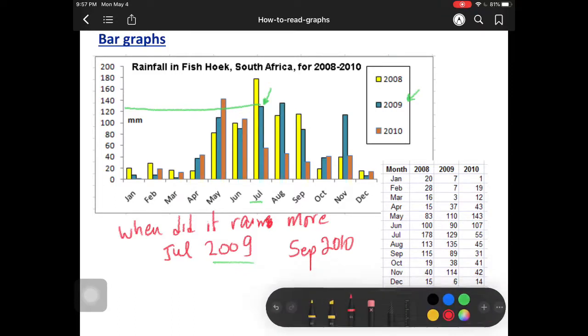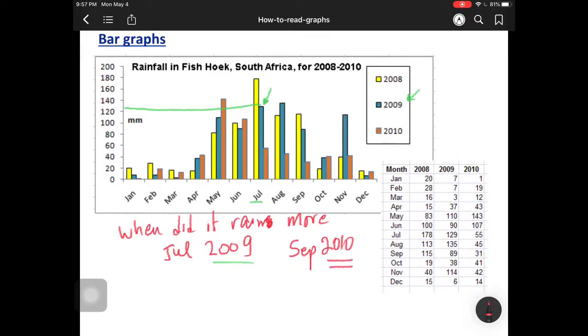And let us try September 2010. So 2010 is the bar in orange, and September is here. So this is how much it rained in September 2010. So as you can see, it rained more in July 2009 than in September 2010. And as I said, this table is usually not given in the test. What they give us is usually the graph.